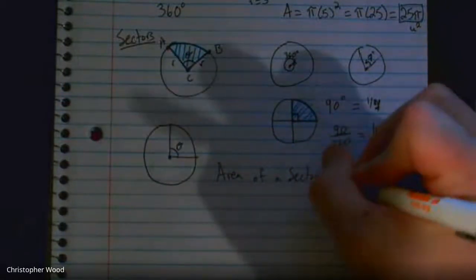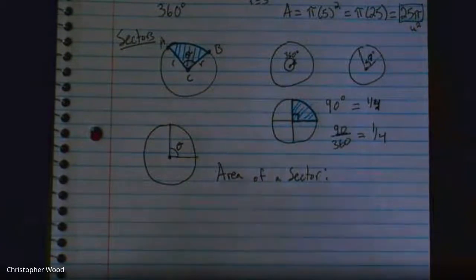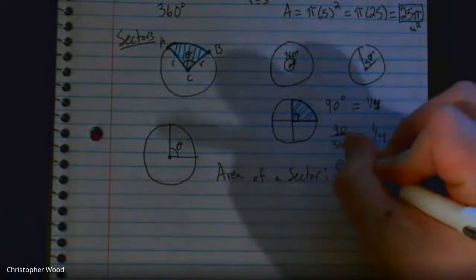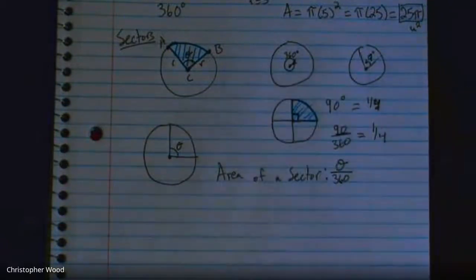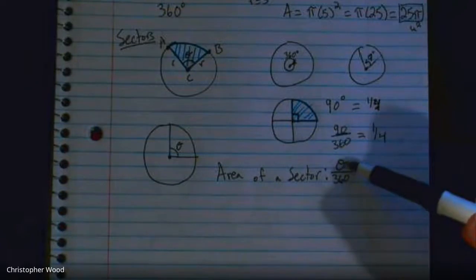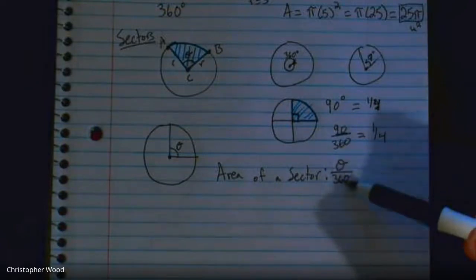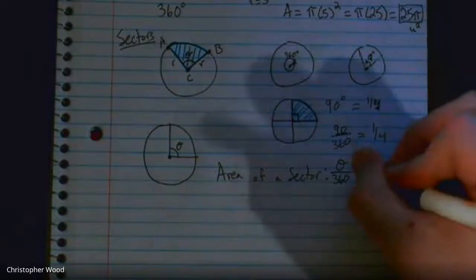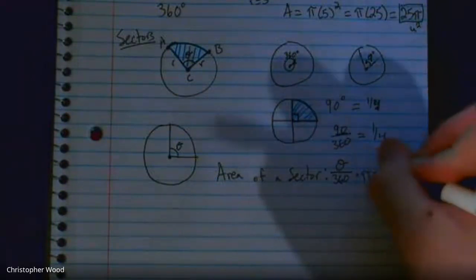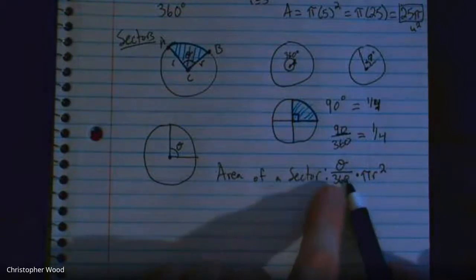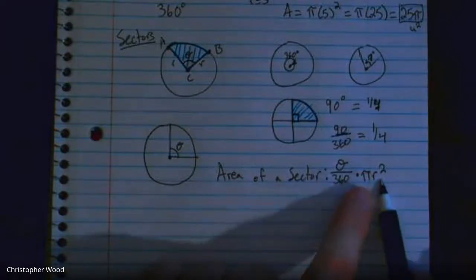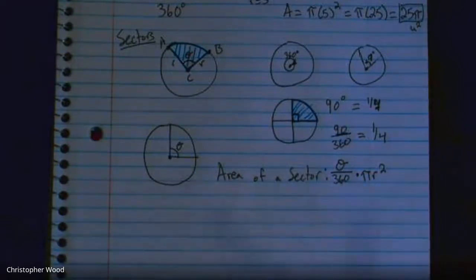is as follows. I take that theta, whatever that degree is, that piece of the circle, and divide it by 360, because that's the total degrees. So this is how many degrees that sector is over the total 360, and I multiply that by pi r squared. Pi r squared is the whole circle, and then we're multiplying it by a fraction, which means just a piece of the circle. So we have the area of the whole circle times the piece we want, and that gives us the area of the sector. Let's take a look at a couple examples.